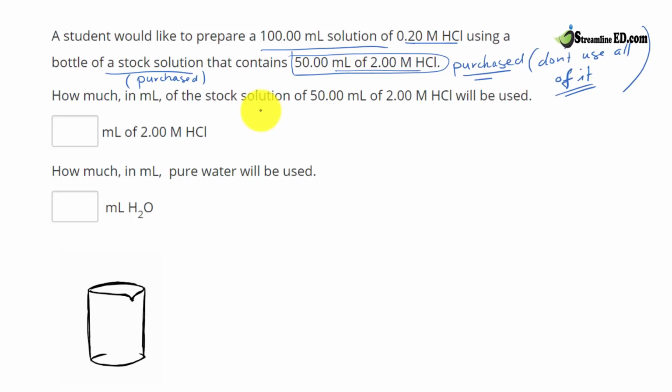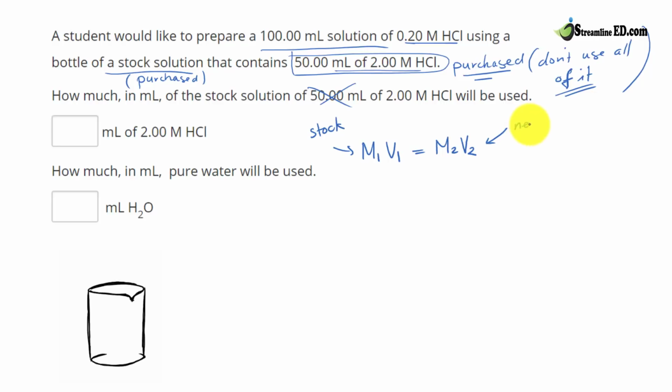So to prepare this solution, we need to answer two things. How much of the stock solution are we going to use? We know we're not going to use 50 milliliters of it. And then also we have to ask ourselves how much water do we need to add in. In order to prepare this solution, we have to realize that there is a relationship between two solutions. So in this case, we have molarity 1 times volume 1 equal to molarity 2 times volume 2. And this right here is your stock solution, and this right here is your new solution.